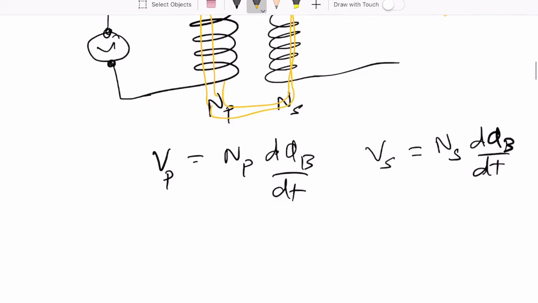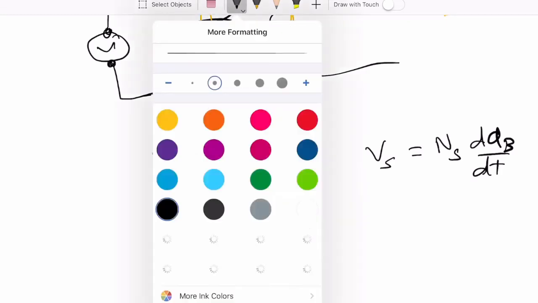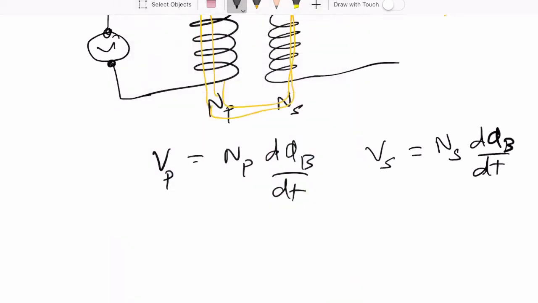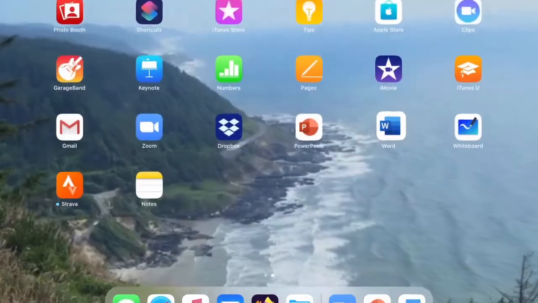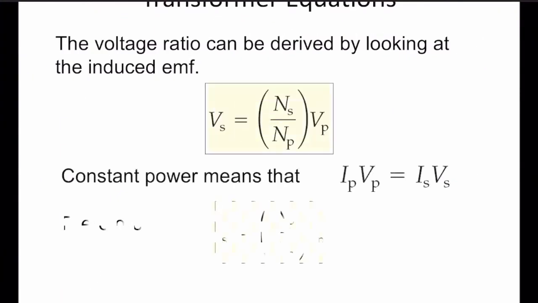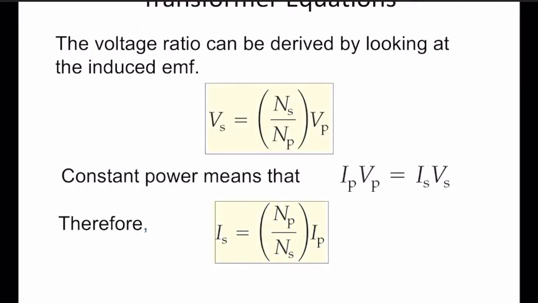So let's compare the magnitudes of the induced EMFs. Vp divided by Vs is equal to Np divided by Ns. And this is one of the transformer equations, and I have that right here. Or in other words, you can write Vs is equal to Ns divided by Np times Vp.